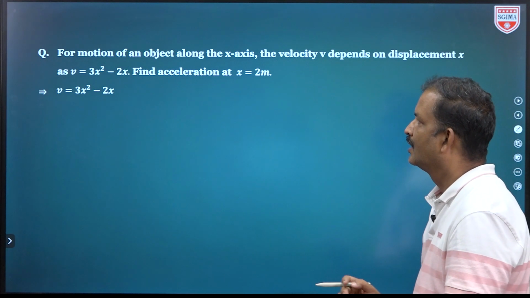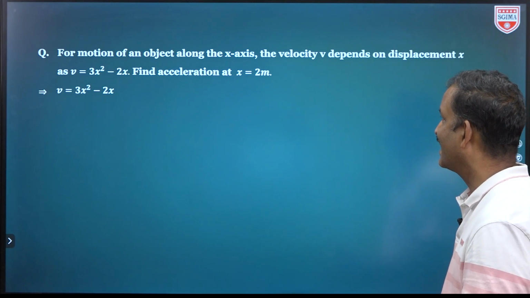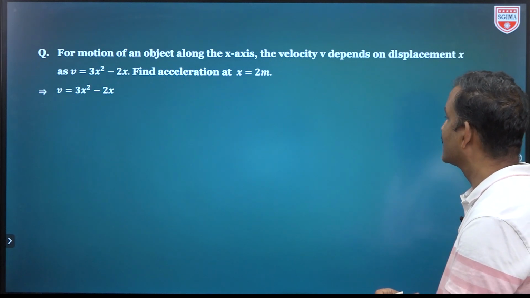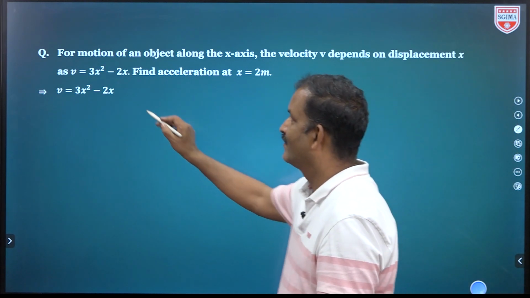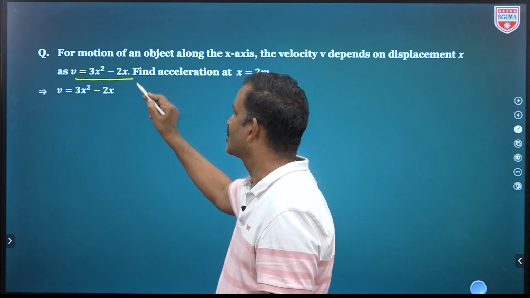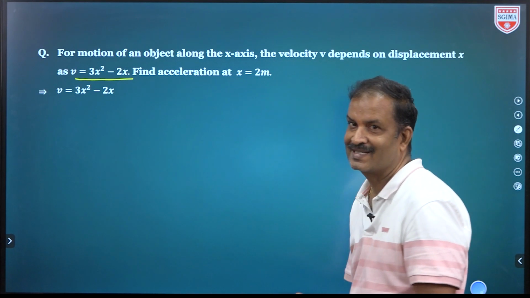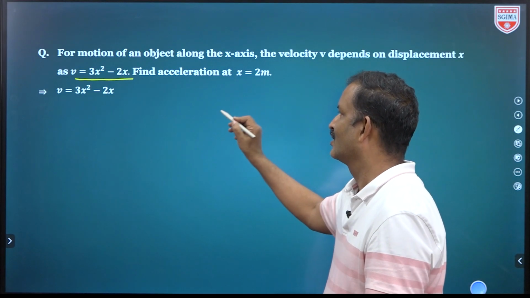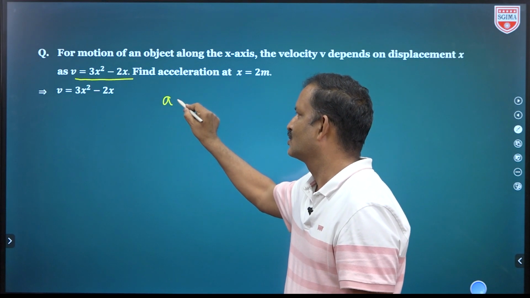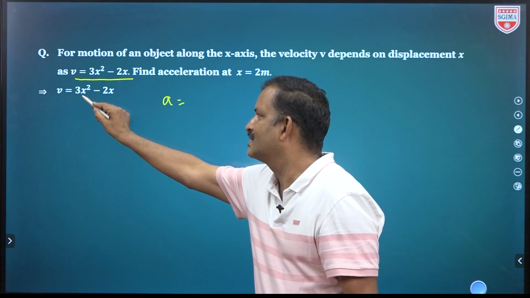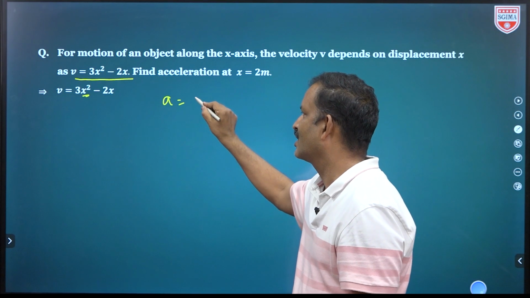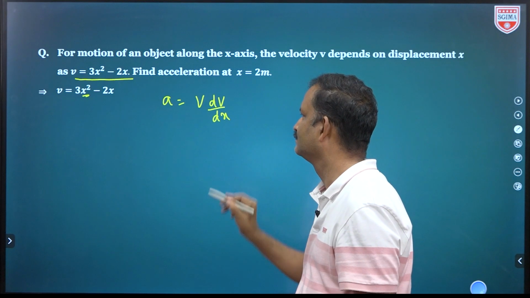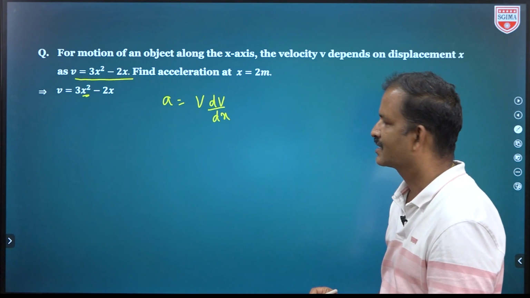Now, the motion of an object along the x-axis, the velocity v depends on displacement x as v equal to 3x square minus 2x. Find the acceleration at x is equal to 2 meters. You know, acceleration is a function of displacement, then the acceleration formula is v into dv by dx. That is the acceleration formula.